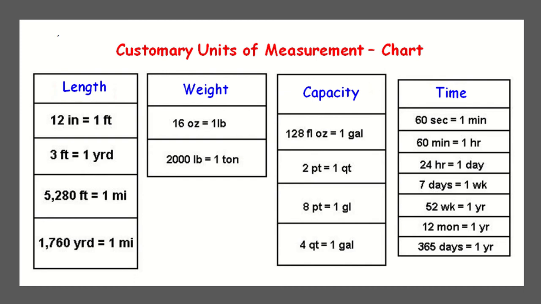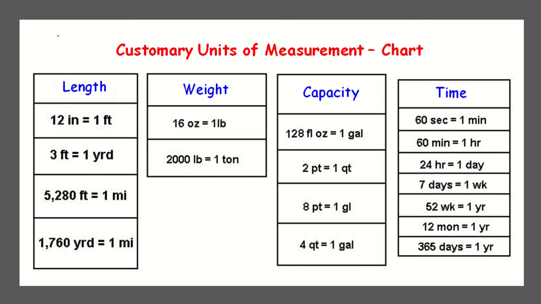And then here we have some other type of customary measurements that you should be familiar with. 12 inches equal 1 foot. 3 feet equal 1 yard. 5,280 feet equal 1 mile. 1,760 yards equal 1 mile. In regards to weight, 16 ounces equal a pound. 2,000 pounds equal a ton.